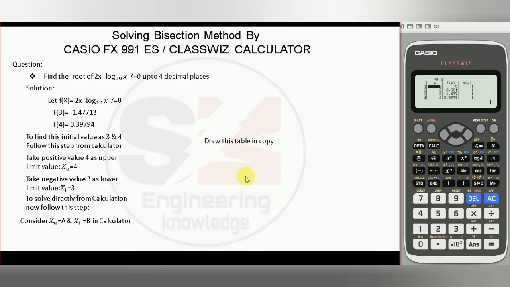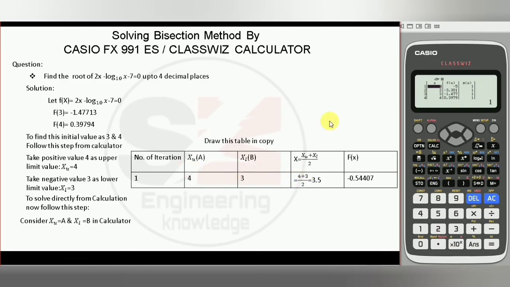So at first draw this table in your copy, this type of table. In the first column we have to write the number of iterations, that is the n value. In the second column we have to write the upper limit value. In the third column we have to write the lower limit value. In the fourth column we have to take the average of this upper limit value and the lower limit value.